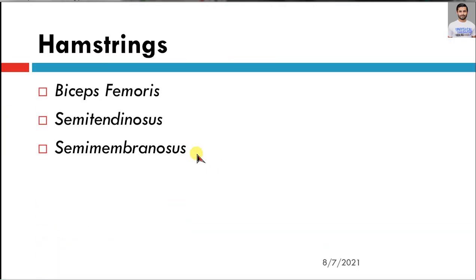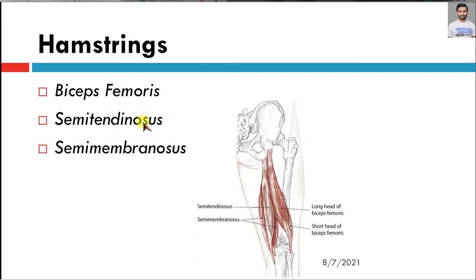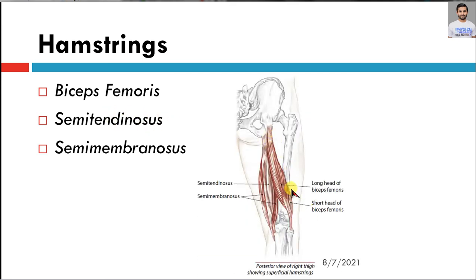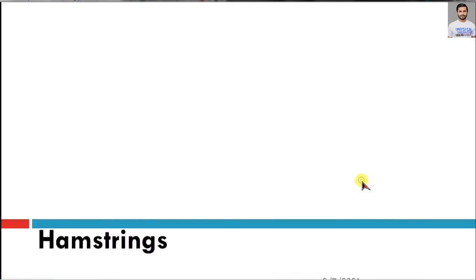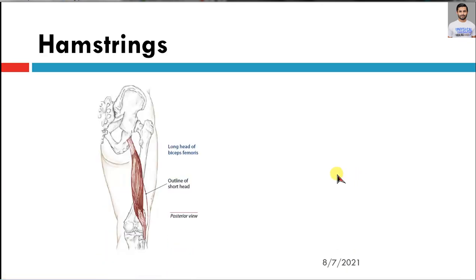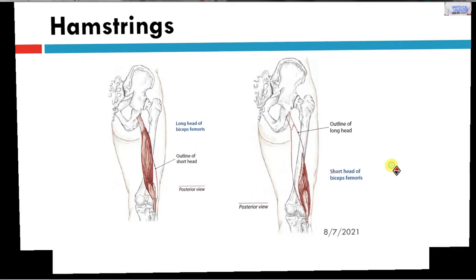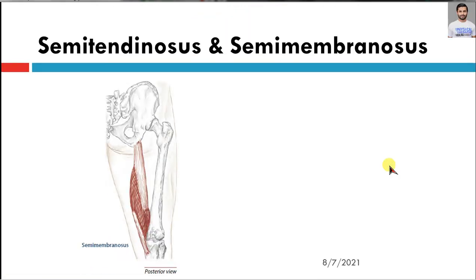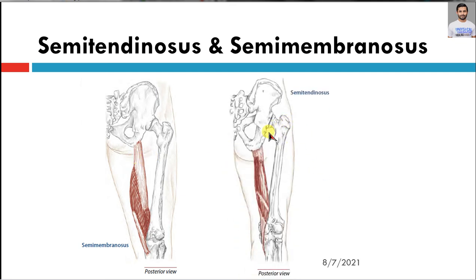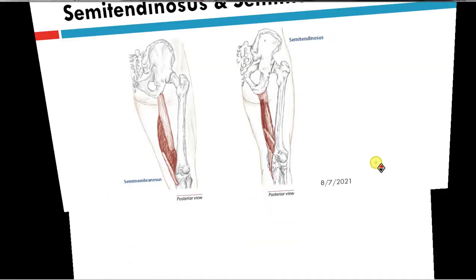The hamstrings: the biceps femoris, semitendinosus, and semimembranosus, collectively 4 fibers but 3 muscles, because the biceps has 2 heads, a short head and a long head. Here you can see the short head and long head, the outline of the short and long head. In this view you are looking at semimembranosus and semitendinosus.